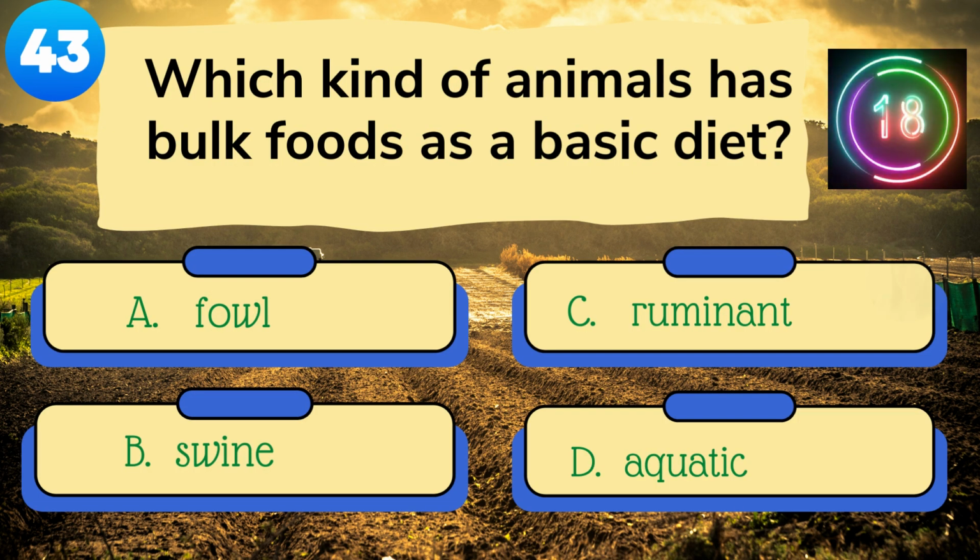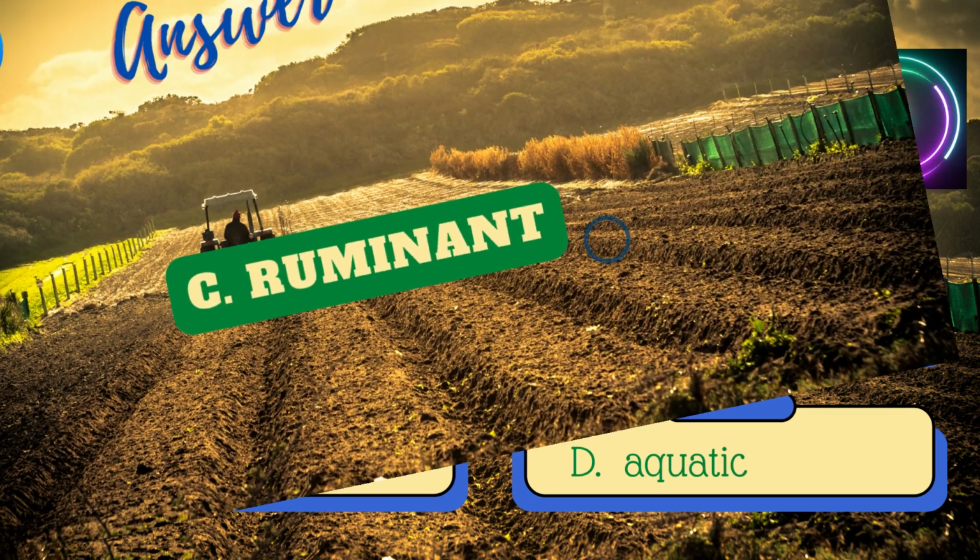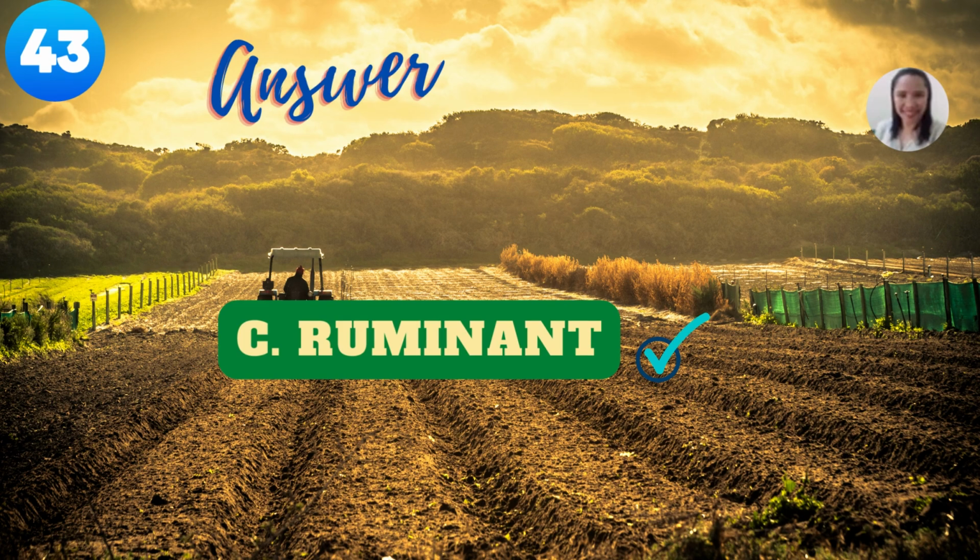Which kind of animal has bulk foods as a basic diet? A. Fowl. B. Swine. C. Ruminant. D. Aquatic. The answer is letter C, ruminant.